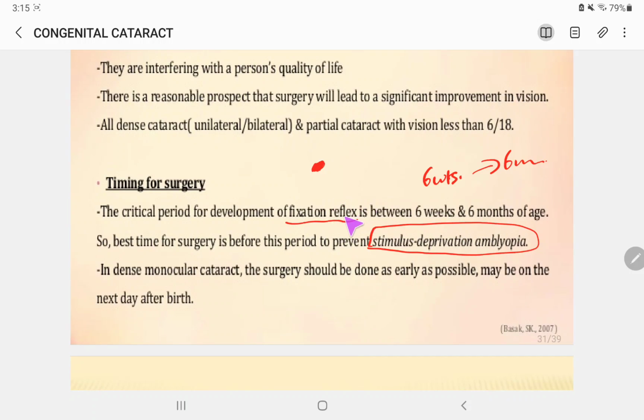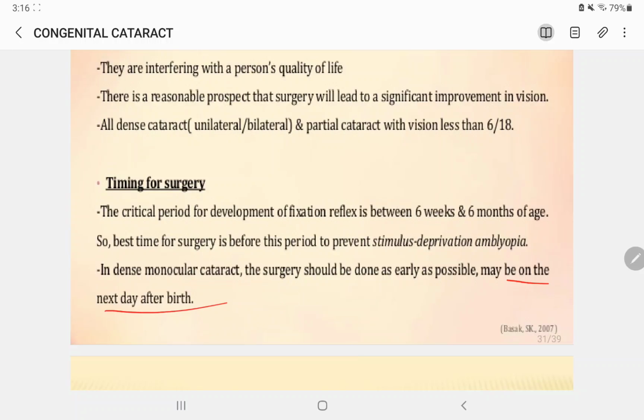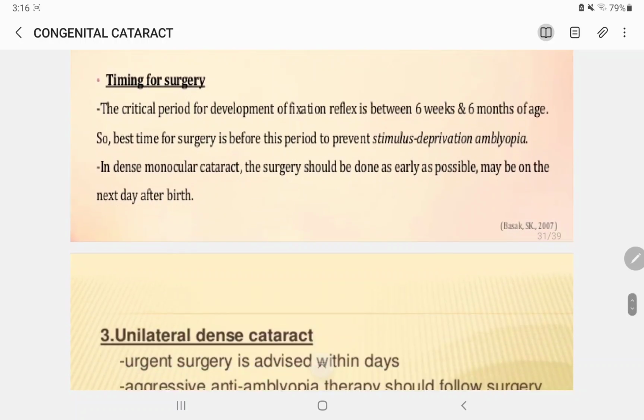So the best timing is before this, because after the child has developed the fixation reflex, he can develop stimulus deprivation amblyopia due to the opacity in the cataract. So it should be done before 6 weeks. And in dense monocular cataract, the surgery should be done as early as possible, maybe on the next day after birth. So on the second day after birth, the monocular cataract should be operated on if it is dense.